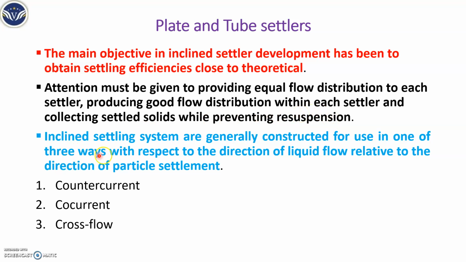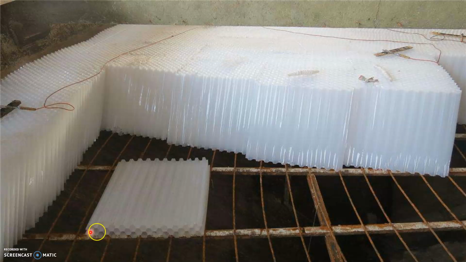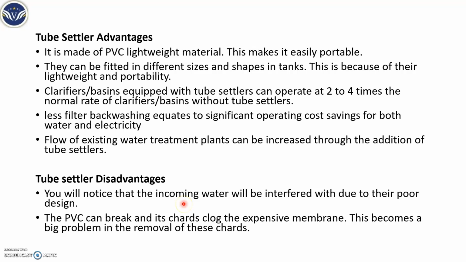Inclined systems are generally constructed for use in one of three ways with respect to the direction of flow. It can be either countercurrent, co-current, or cross flow. You can see these are the tube settlers. This figure represents tube settlers.